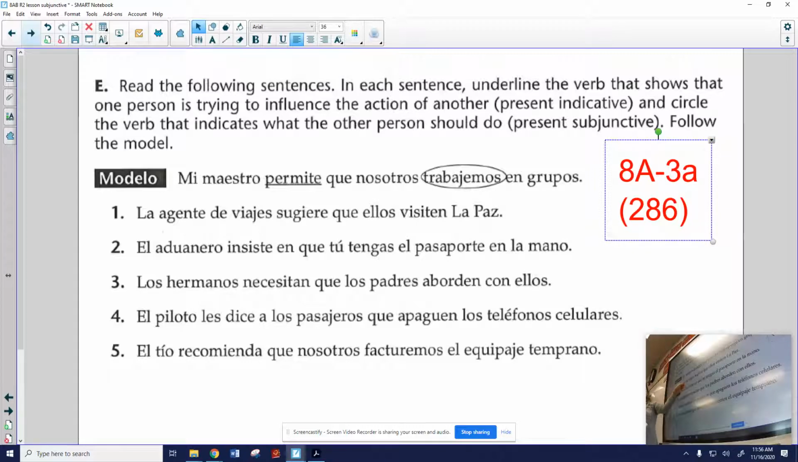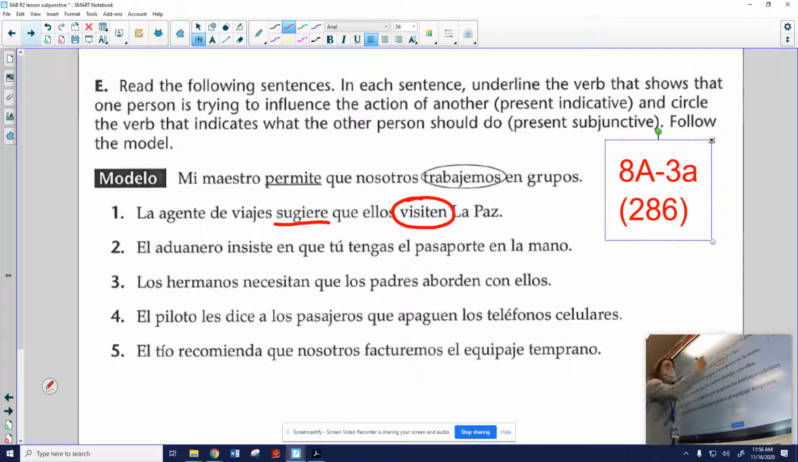Número uno, the travel agent suggests that they visit La Paz. So the verb that shows influence is sugiere, suggests. And the verb that tells what the other people should do is visiten. If you haven't already, work ahead, take 30 seconds, do the rest on your own, and then we'll correct them once you have a chance to think through it on your own.